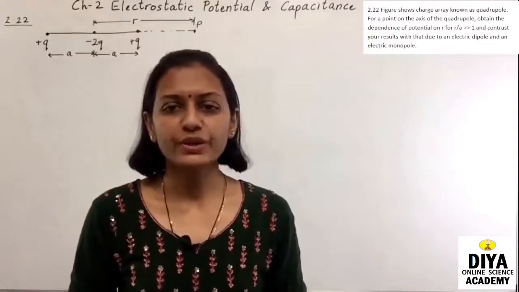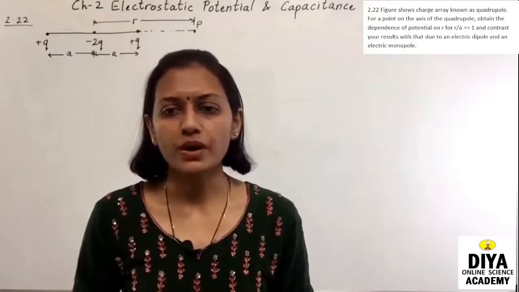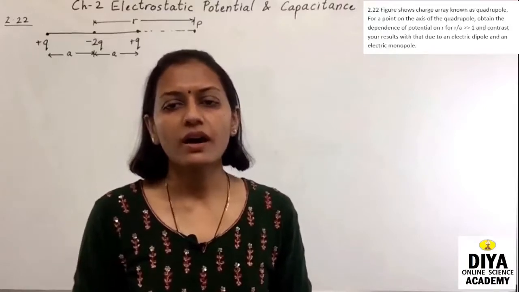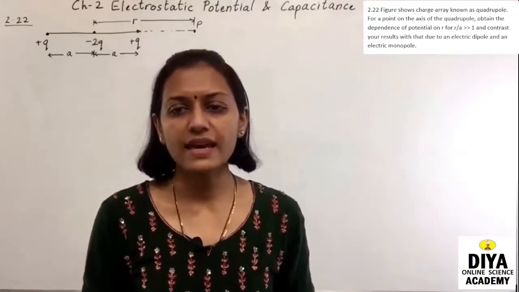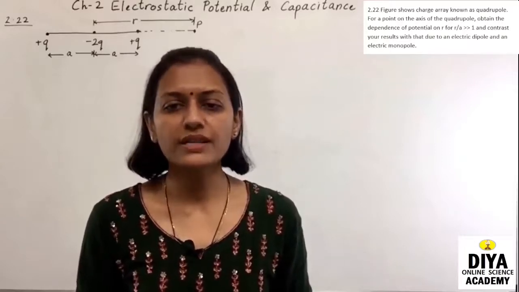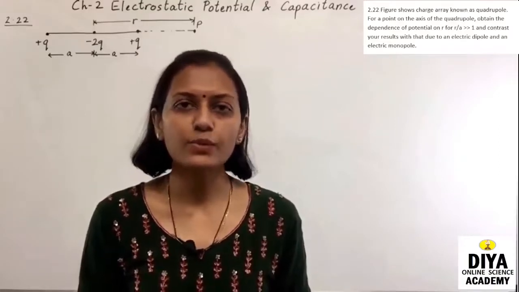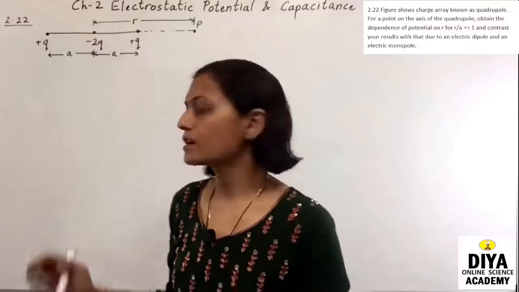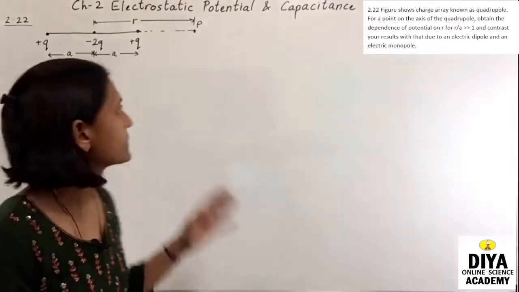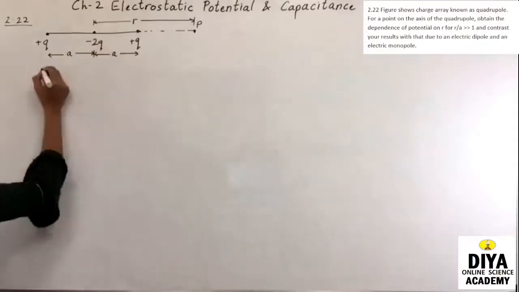Question number 2.22, which says the figure shows a charge array known as a quadrupole. For a point on the axis of the quadrupole, obtain the dependence of potential at r for r by a far greater than 1, and contrast your results with that due to an electric dipole and an electric monopole. So for such a quadrupole, we have to find out how much is the electrostatic potential at point P, which is at distance r.